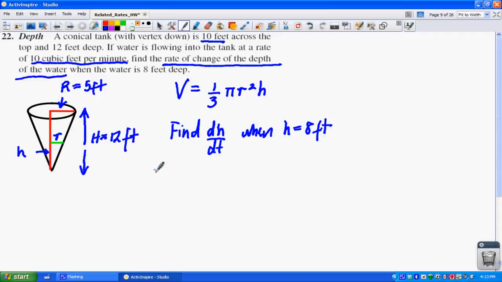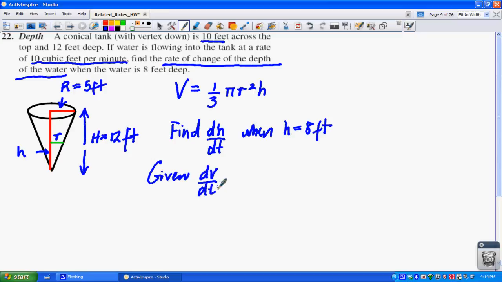Now, let's see what we're given. We're given a few things. We're given the fact that the water is flowing into the tank at a rate of 10 cubic feet per minute. Cubic feet represents volume, so this is a rate of change with respect to volume. Therefore, they're actually giving you dV, the change in volume.